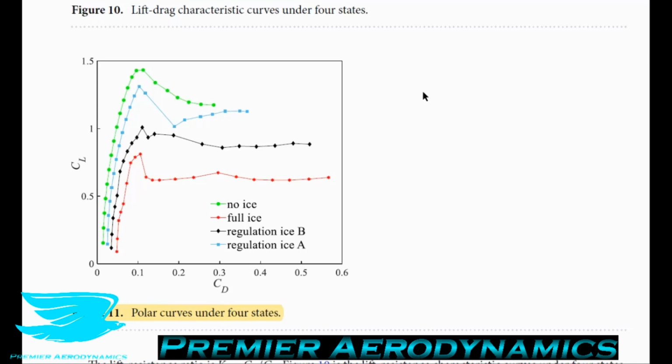And again, we see a similar sort of pattern here where if there's no ice, this has the best efficiency. When it's completely iced over on the leading edge, then that's the worst efficiency. And then the other two ice geometries fall between these two states here. And the more ice there is, the less efficient the wing is at low angles of attack, which makes sense.